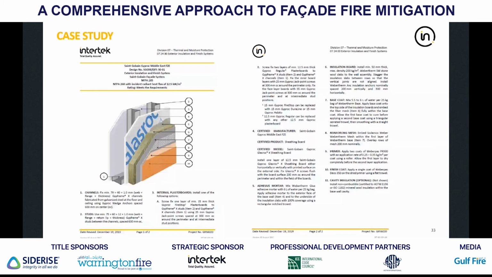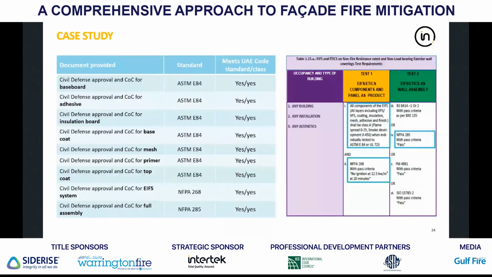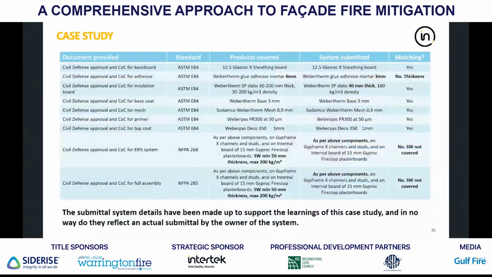So first step, they've submitted this ASTM E84. We checked that it meets the UAE Code standard and minimum class. Okay, so all the products match. They're all compliant. In this case, out of the 4, they provided NFPA 25. Okay, great. Now, we're going to talk about the system they've submitted, the details.